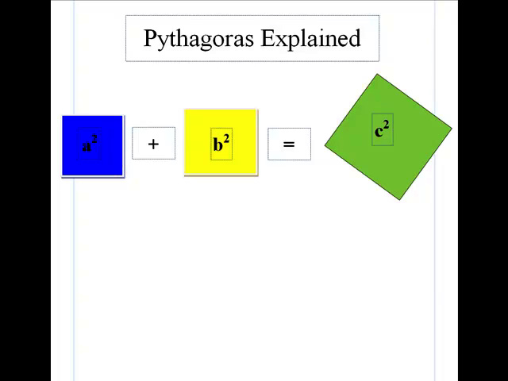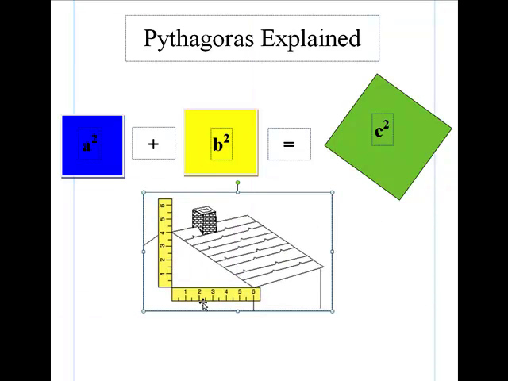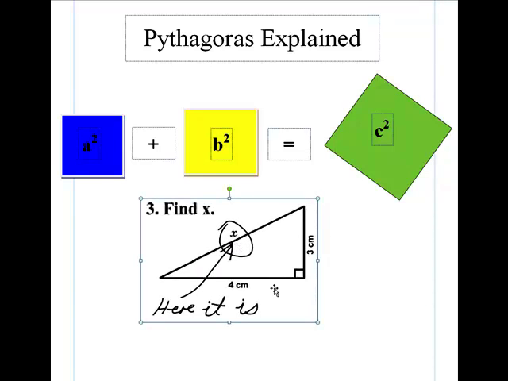That's all from us now. I just want to leave you with Pythagoras' theorem, a squared plus b squared equals c squared. A picture of how Pythagoras is used in everyday life, and a reminder of how not to answer an exam question about Pythagoras.